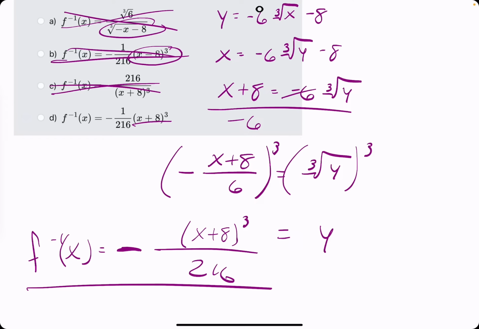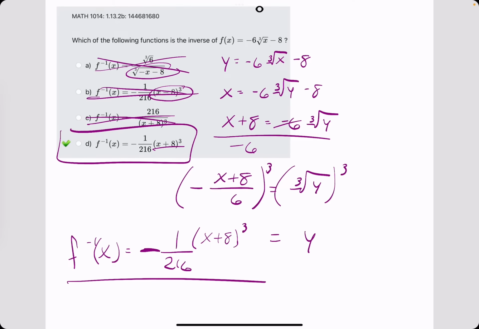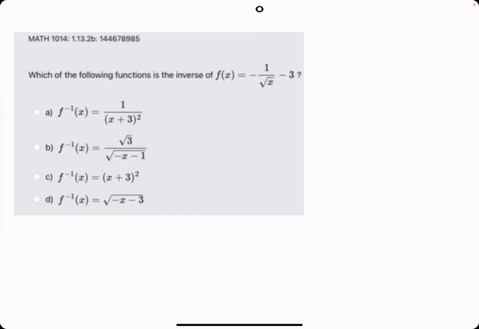Just dividing by 216 is the same thing as multiplying by 1 over 216. And they have the negative out in front. Hope that makes sense. Lots of pieces putting it together. You get it. All right, let's keep going.